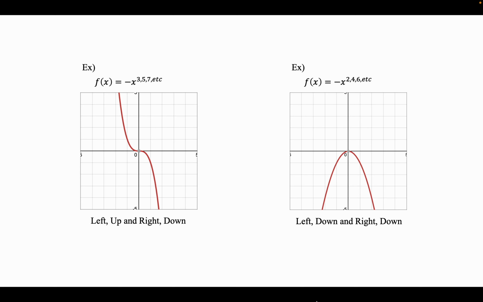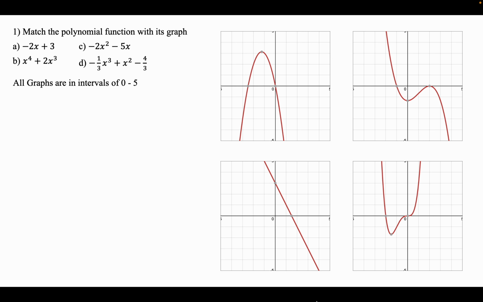This can be the same for positive graphs, as shown in the last examples. So our problem will be to match the polynomial functions with this graph. A is negative 2x plus 3. B is x to the power 4 plus 2x cubed. C is negative 2x squared minus 5x. And D is negative 1/3 x to the power 3 plus x squared minus 4/3. All graphs are in intervals of 0 to 5, so the dashes represent 1, 2, 3, 4, 5, respectively.